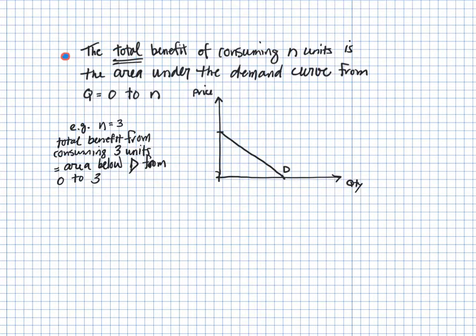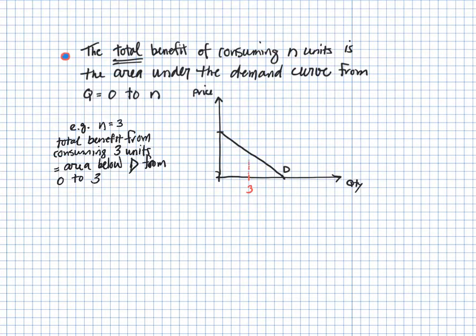The next point I want to make is that whereas the height of the demand curve at any particular quantity will yield the marginal benefit, we can also calculate the total benefit by looking at the total area under the curve from 0 to whatever quantity we're consuming. So it's like we're adding up all of the individual marginal benefits from consuming the different units. So for instance, if we're consuming 3 units, and again, given this demand curve here, let's plot 1, 2, 3. So here's Q equals 3.